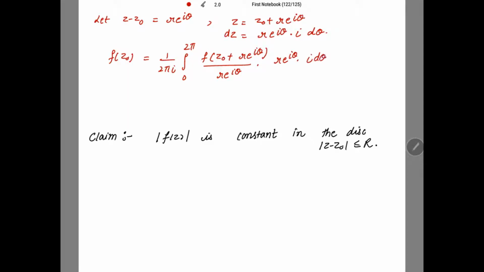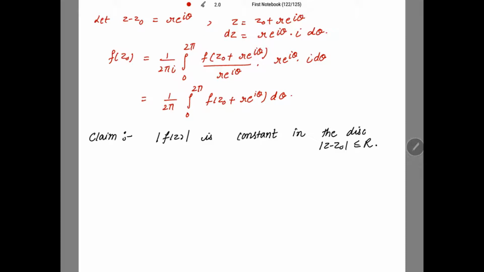Now some of the things will cancel out and we will get 1 over 2 pi integral 0 to 2 pi f of z0 plus r e to the power iota theta d theta, right? Now what we have to claim now? We have to claim that the mod of the function is constant in the disk which we have drawn.